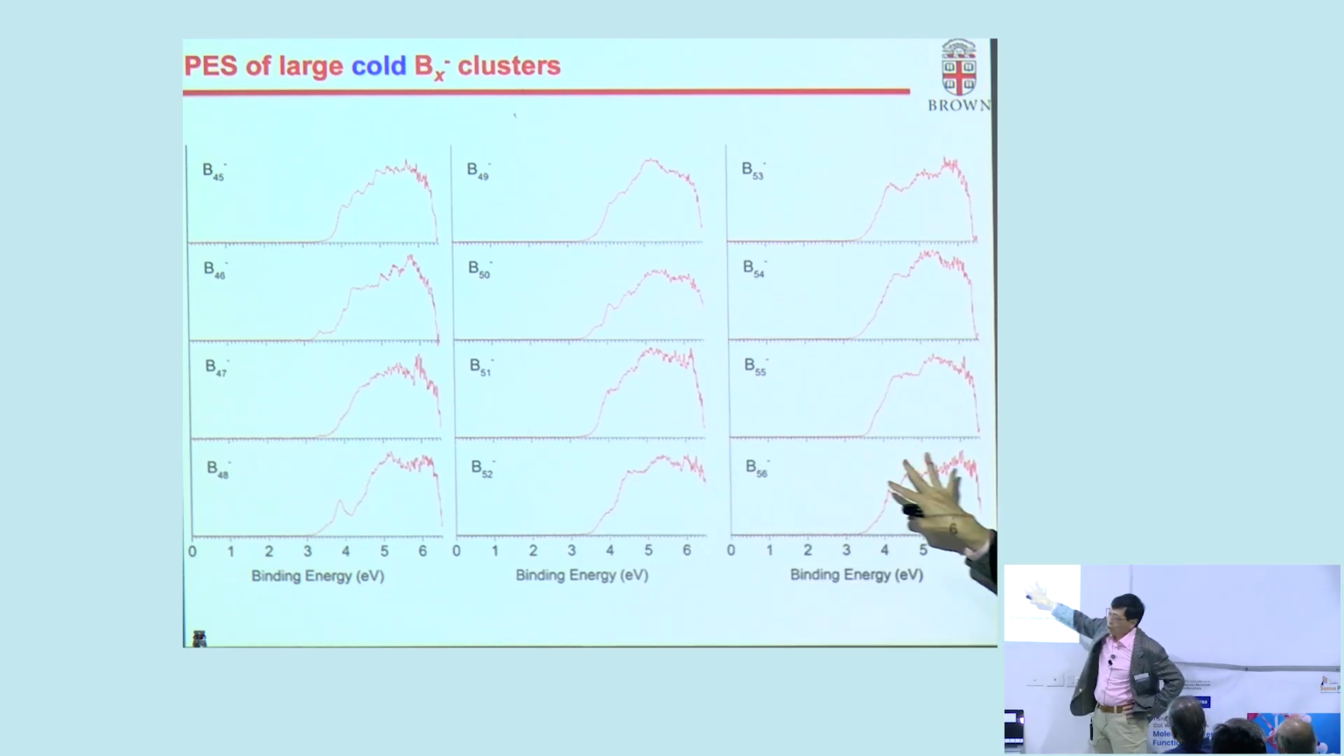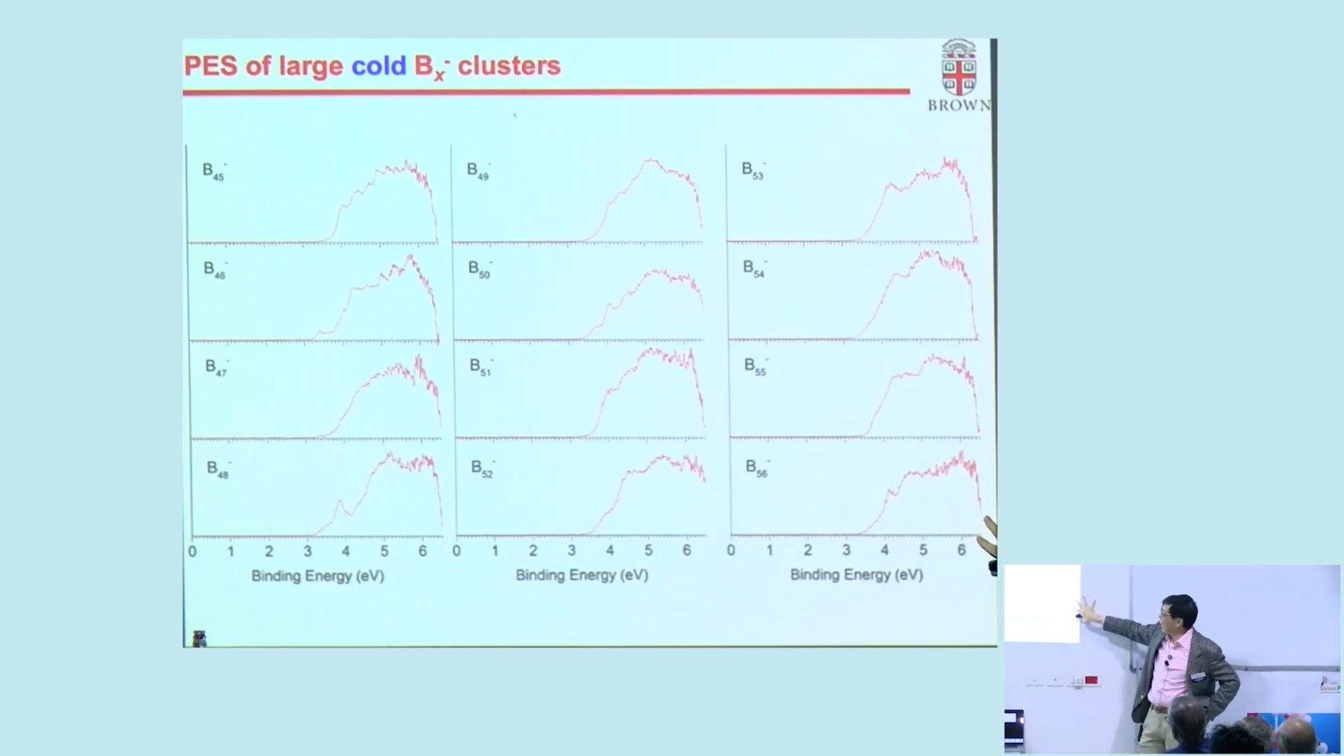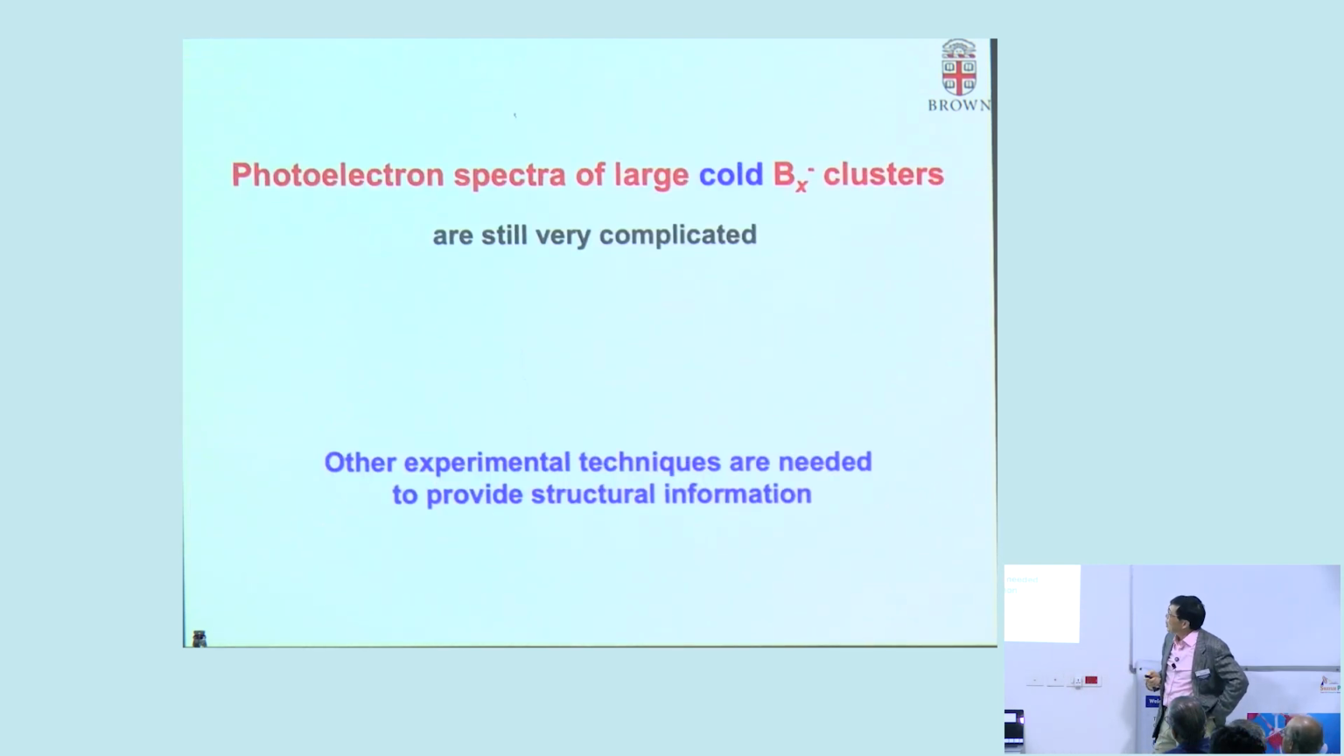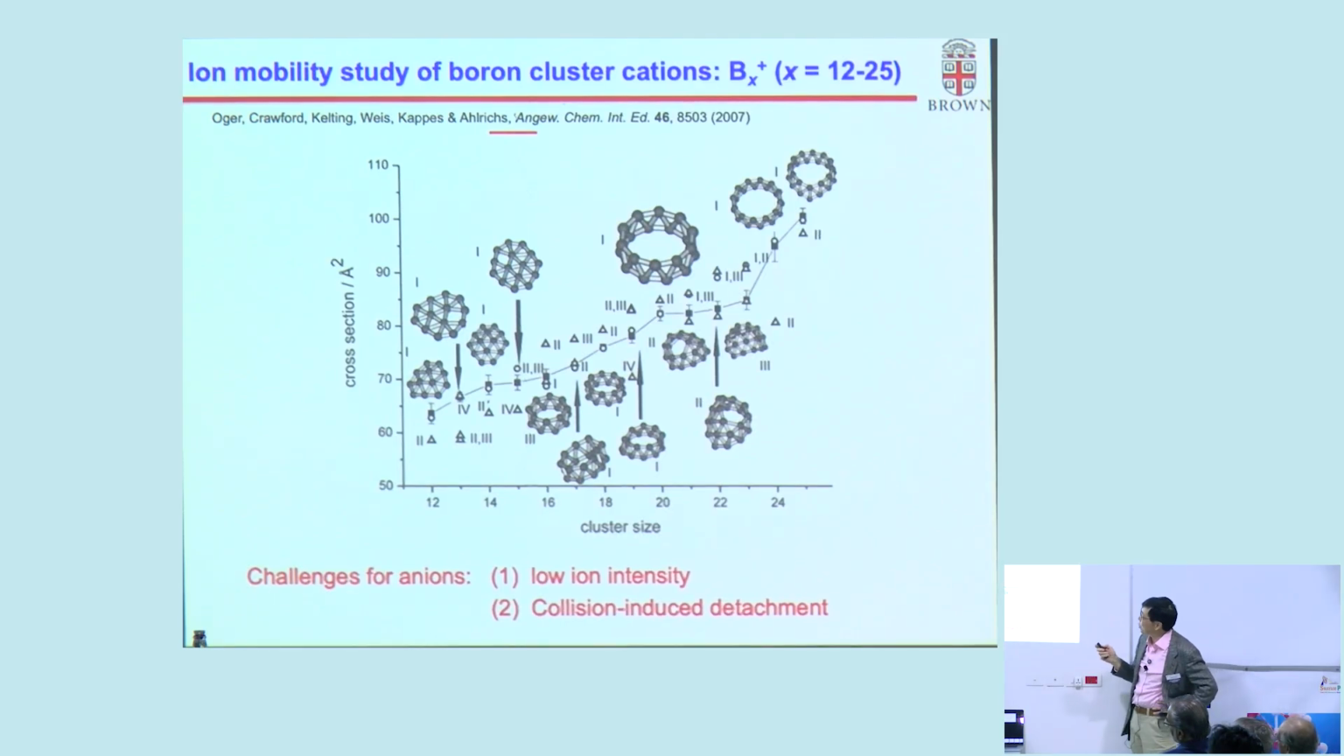And these spectra are still complicated, okay? And we have features, they don't all look the same, but what this means is we need another experimental technique. Okay, so my time is running out.